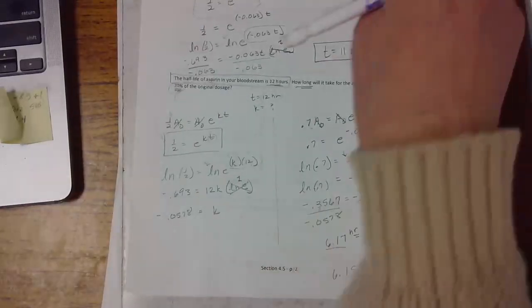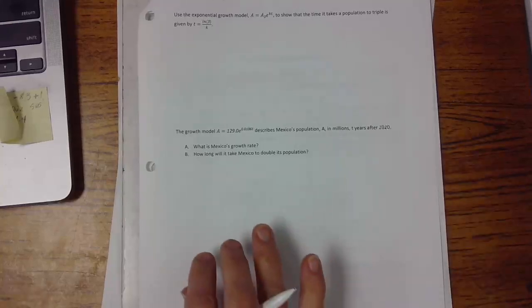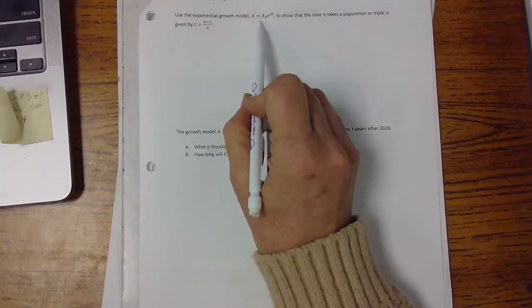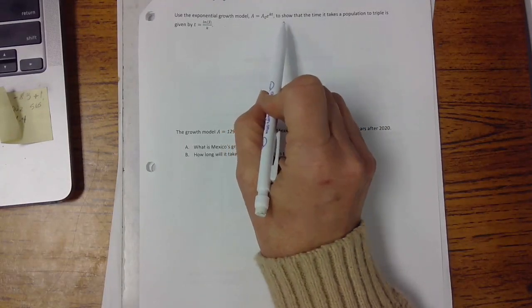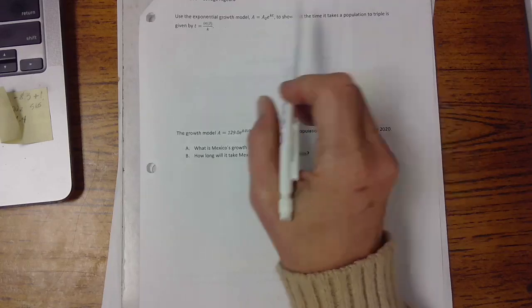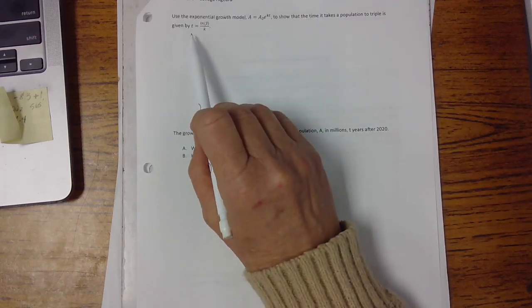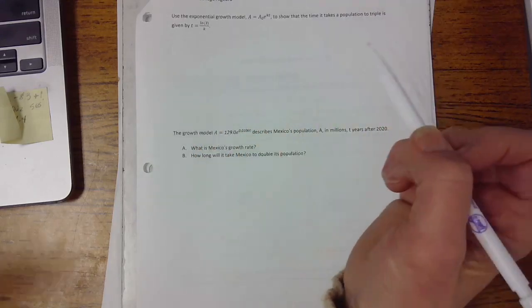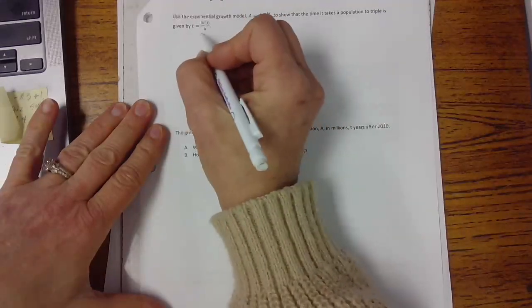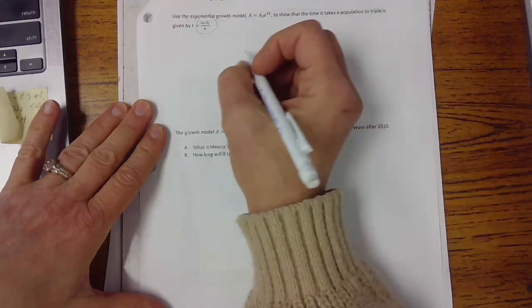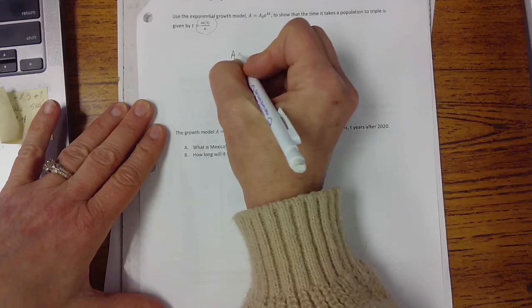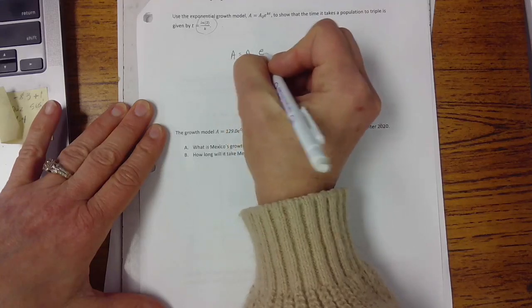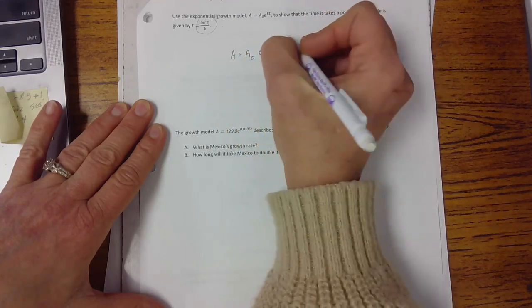Okay. Use the exponential growth model, A equals A sub 0 e to the kt power, to show that the time it takes the population to triple is given by t equals the ln of 3 over k. What they're saying is that using this model, if I substitute this in for my t, I have A equals A sub 0 e to the k times the ln of 3 over k power.